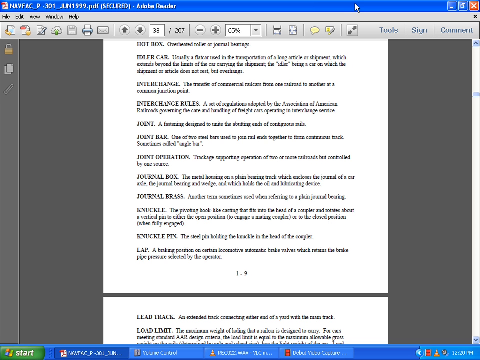The journal box, the metal housing of the truck, which includes the journal of the car axle, the journal bearing, and wedges, which holds the oil and lubricating devices.